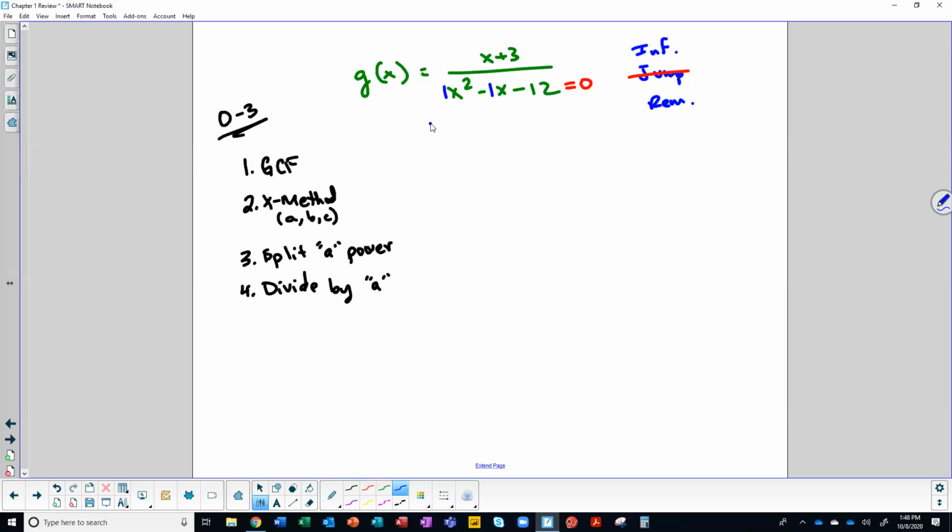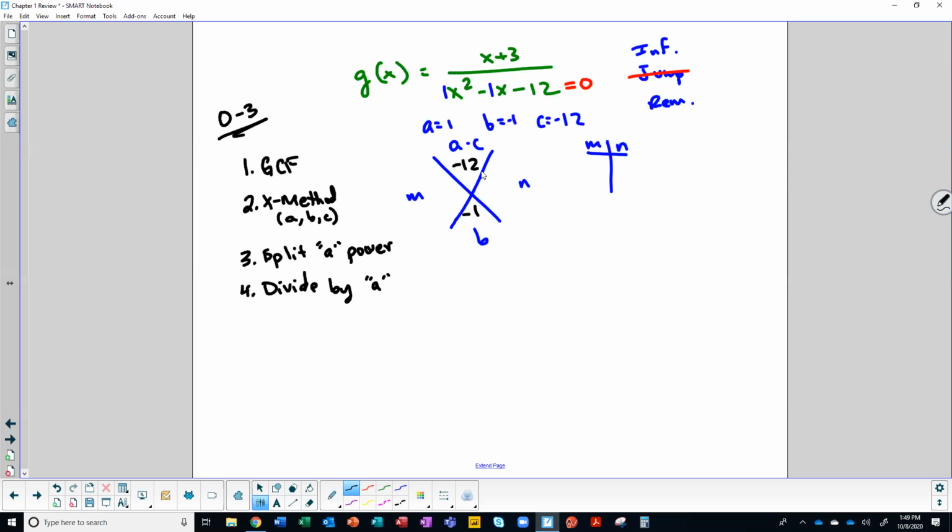X method, we would label A is 1, B is -1, C is -12. So you draw your X. Remember, we're looking for factors of A times C that add up to B. And those 2 numbers I listed as M and N, and I used a chart to help me out. So let's see, A times C is -12, and B is -1. So our goal here is to come up with 2 numbers that multiply to be -12 and add to be -1. And as I'm talking, a lot of you might already know what the 2 numbers are. Yes, we know what the numbers are.